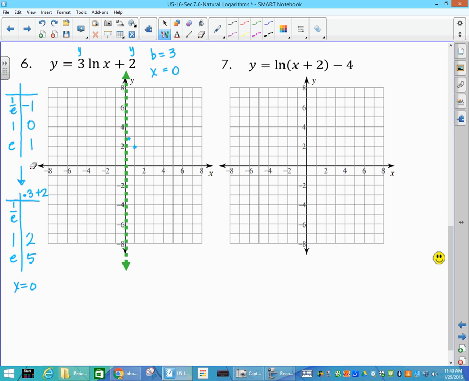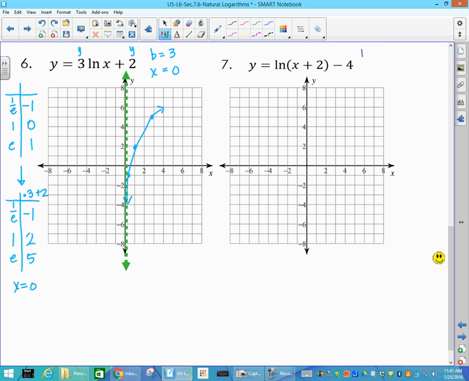So, negative 1 times 3 is negative 3, plus 2 is negative 1. So this point is not supposed to be there. This one, the 1, 2, is good. At 1 over e, I'm at negative 1. And at e, which is just before 3, I'm at 5. So I'm right here. So my graph is going to look like this. Okay, so you can kind of see that 3 stretched out.